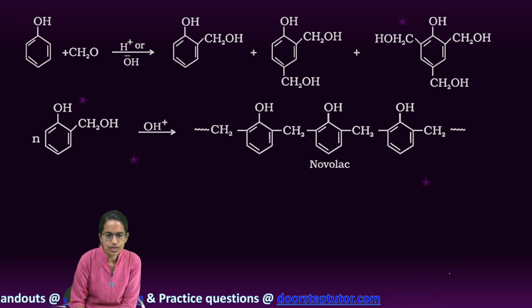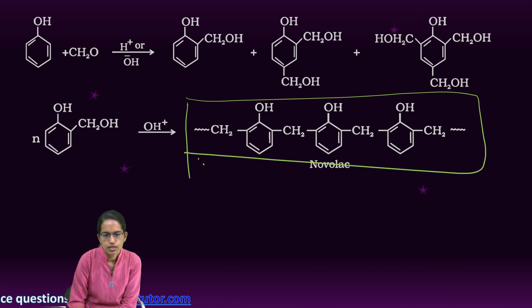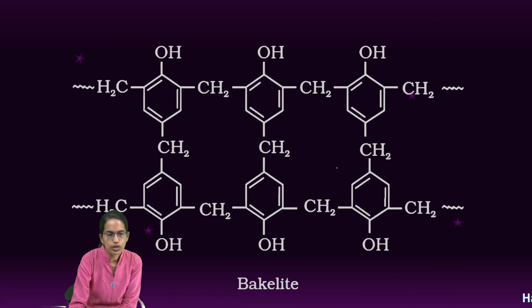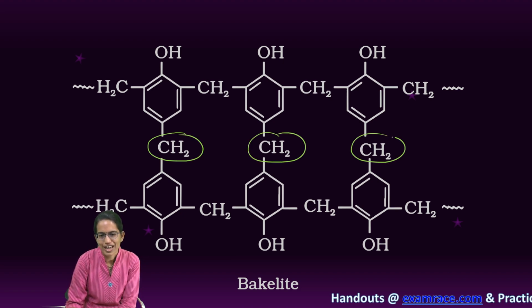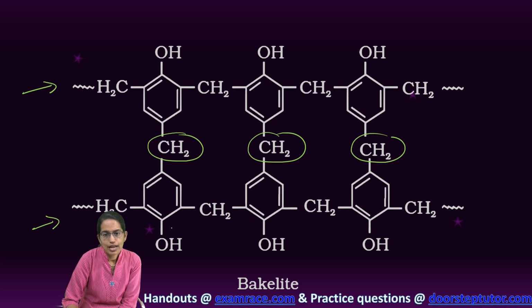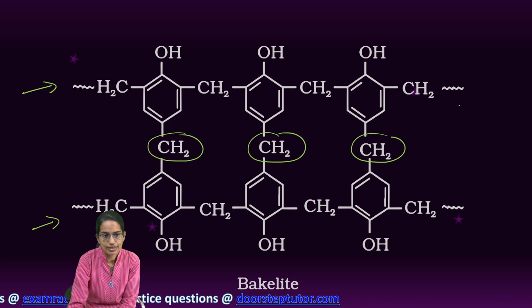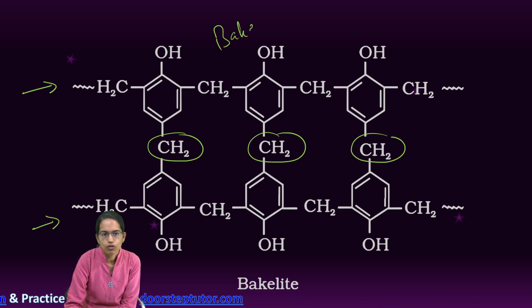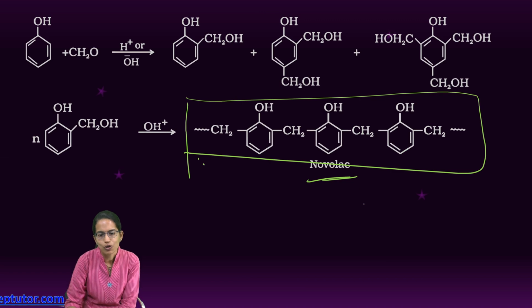Now as you see here, understand this linear structure. This is what novolac is. Now this novolac would have binding with another novolac. So this is one novolac, this is another novolac, and this would have binding when the formaldehyde comes in, and this would lead to formation of what? This would lead to formation of Bakelite. What is Bakelite? We already know.